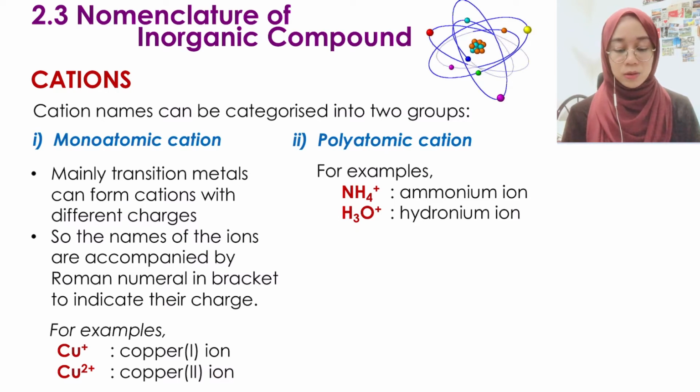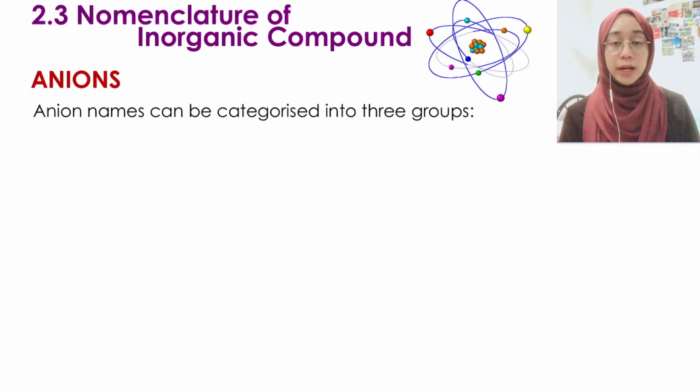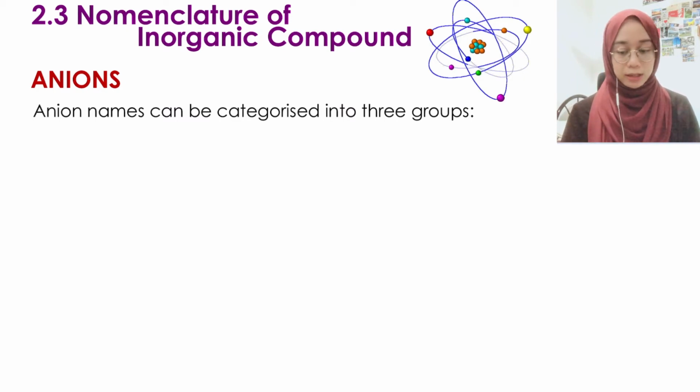Okay, so itu untuk kita punya cation ion. Settle, very simple, very straightforward lah. Okay, but untuk kita punya anion pula, ada bahagian yang a bit complicated sikit lah. So for anion kita boleh categorizekan dia into 3 groups. The first 2 is quite easy, but the last part is a bit complicated. Tapi jangan risau sangat lah. Ada benda yang kamu kena tahu dah, ada benda yang mungkin a bit baru untuk kamu nanti.